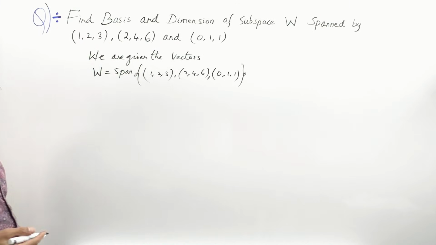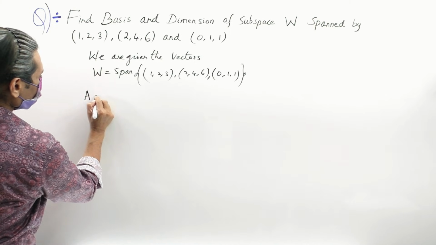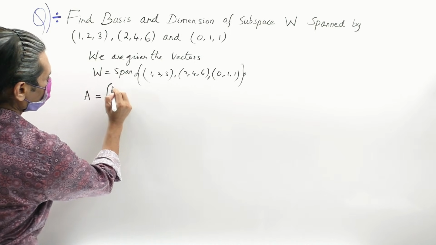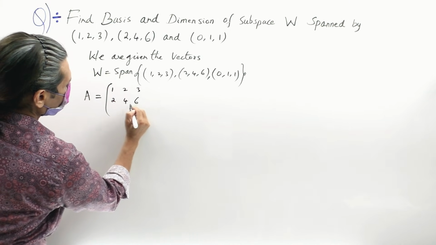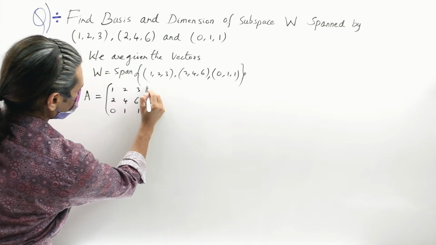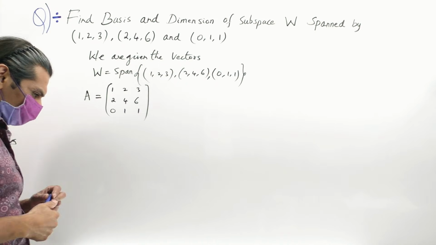Now for this, let me write the matrix. So we have A equals [1, 2, 3; 2, 4, 6; 0, 1, 1]. Okay. So let me reduce it to the row echelon form.